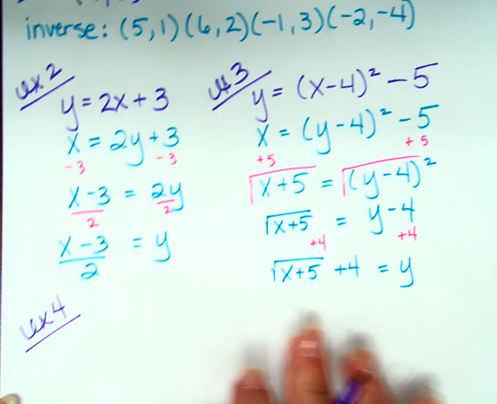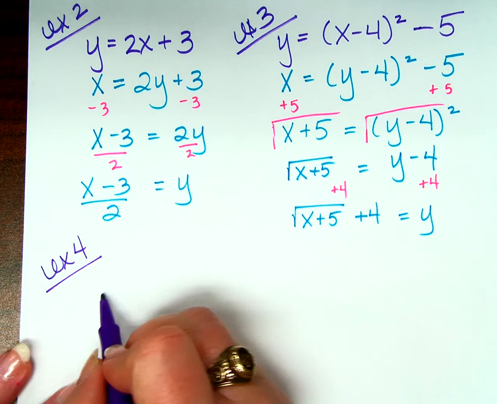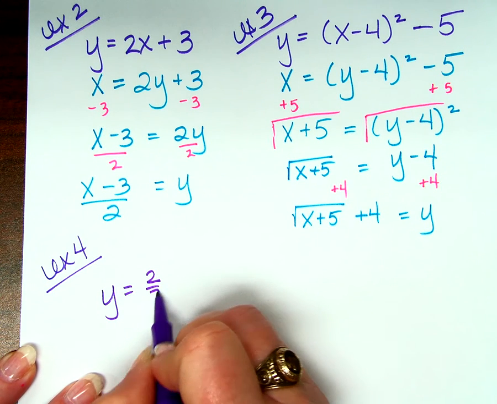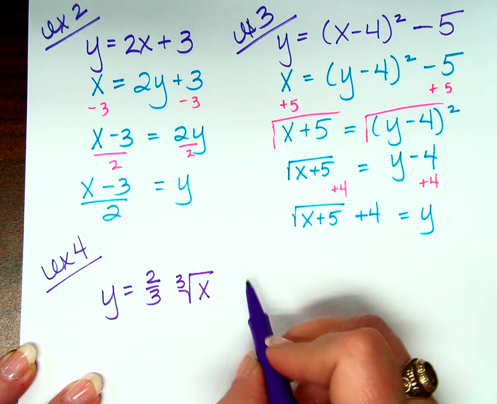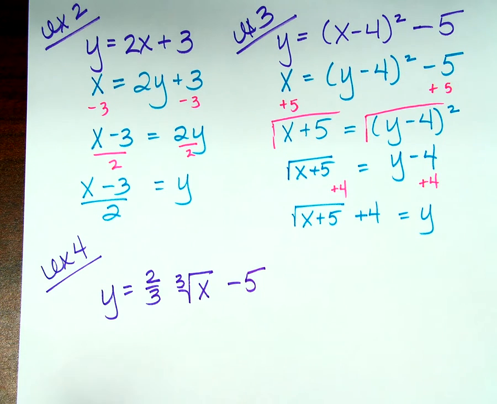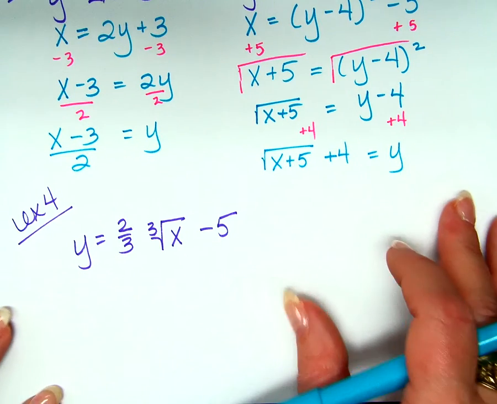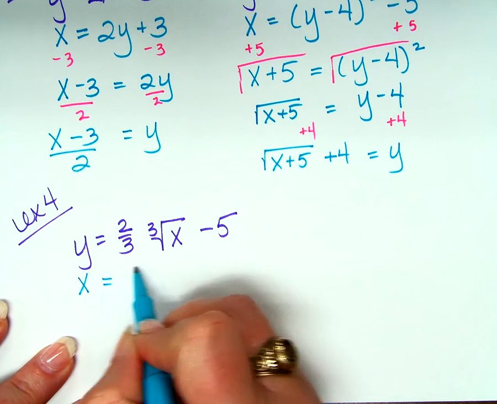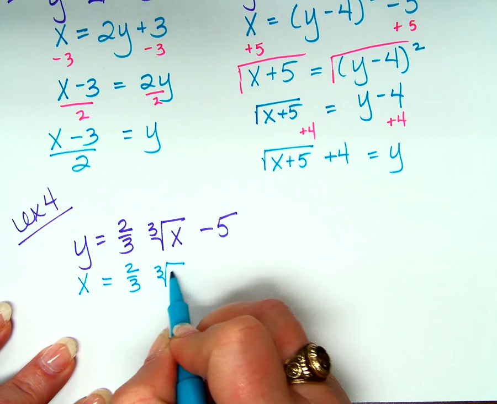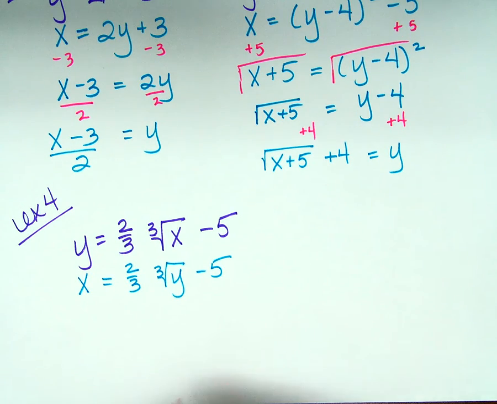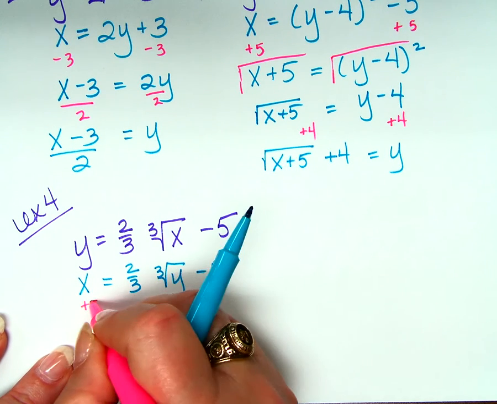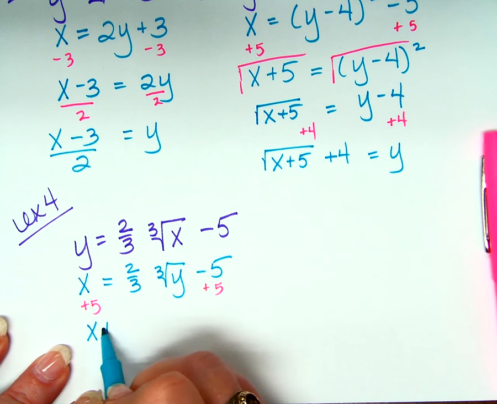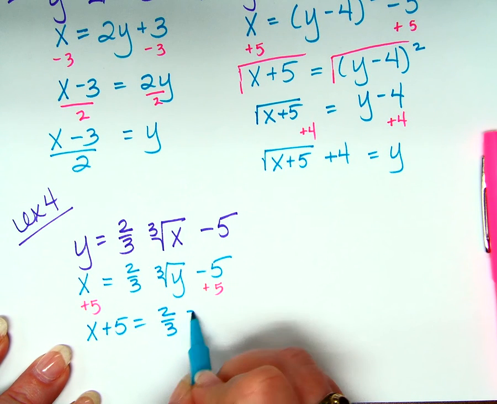Example number 4. y equals 2/3 cube root of (x minus 5). So how do I solve an inverse function? By switching x and y and solving for y. Okay? So switching x and y first gives me x equals 2/3 cube root of (y minus 5). Adding 5 first gives me x plus 5 equals 2/3 cube root of y.